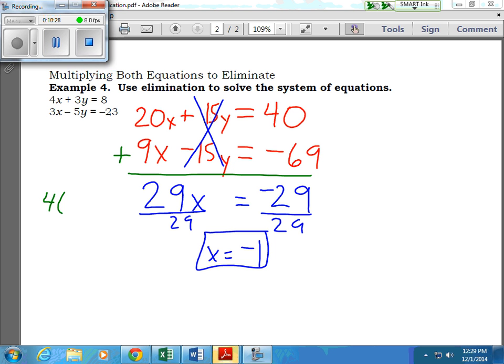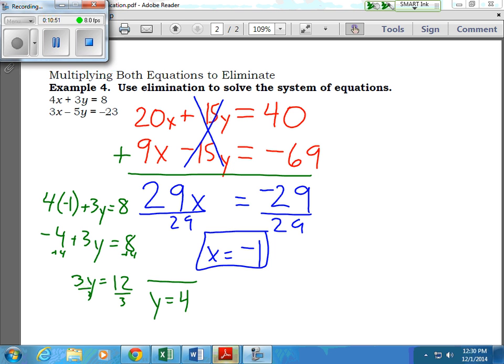4 times negative 1 plus 3y equals 8. That becomes negative 4 plus 3y equals 8. Add 4 to both sides. We get 3y equals 12. Divide by 3. Y is 4. There we go. There's the solution to the system of those two equations using elimination. Negative 1, 4.